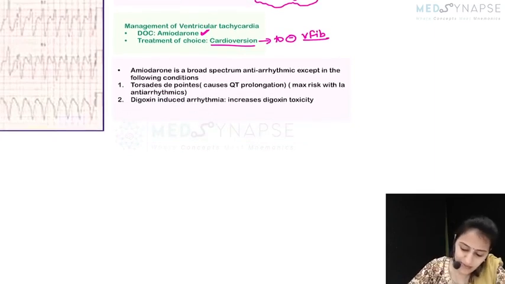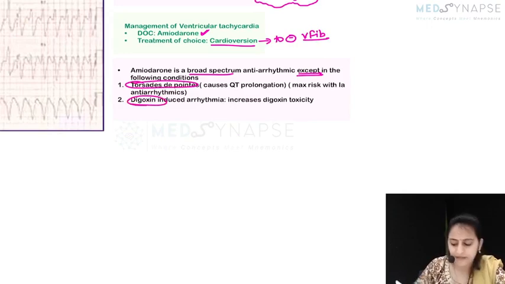We have already seen that amiodarone is a broad spectrum antiarrhythmic used in all except torsades de pointes and digoxin-induced arrhythmias, because it increases the digoxin toxicity.